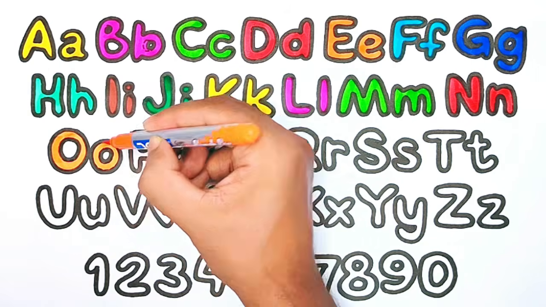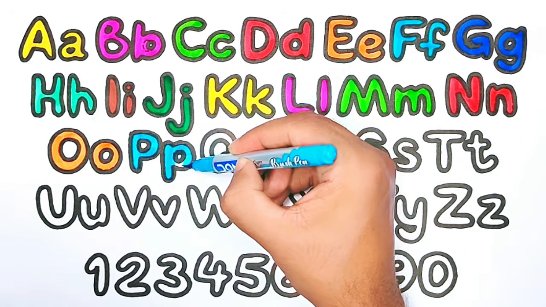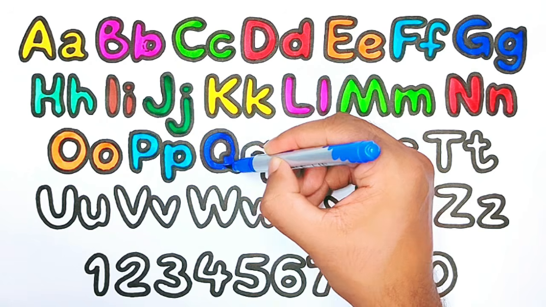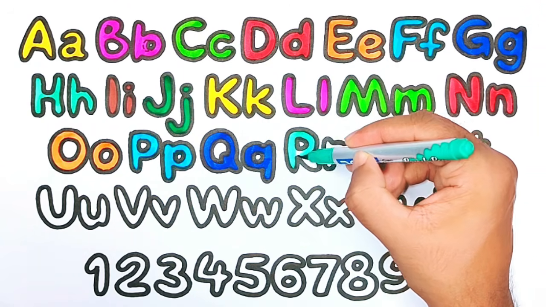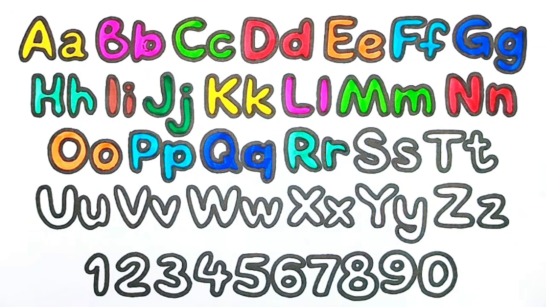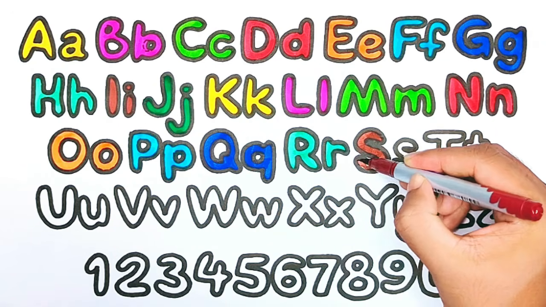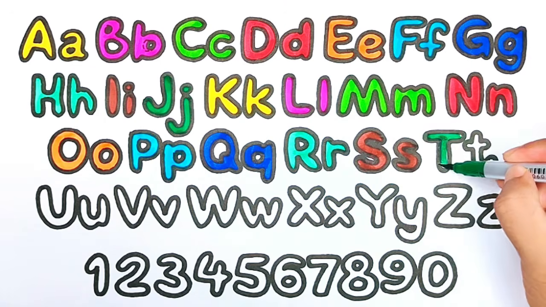O for ocean. Sky blue color P. P for pilot. Blue color Q. Q for quilt. Sea green color R. R for red capsicum. Brown color S. S for snake. Dark green color T.